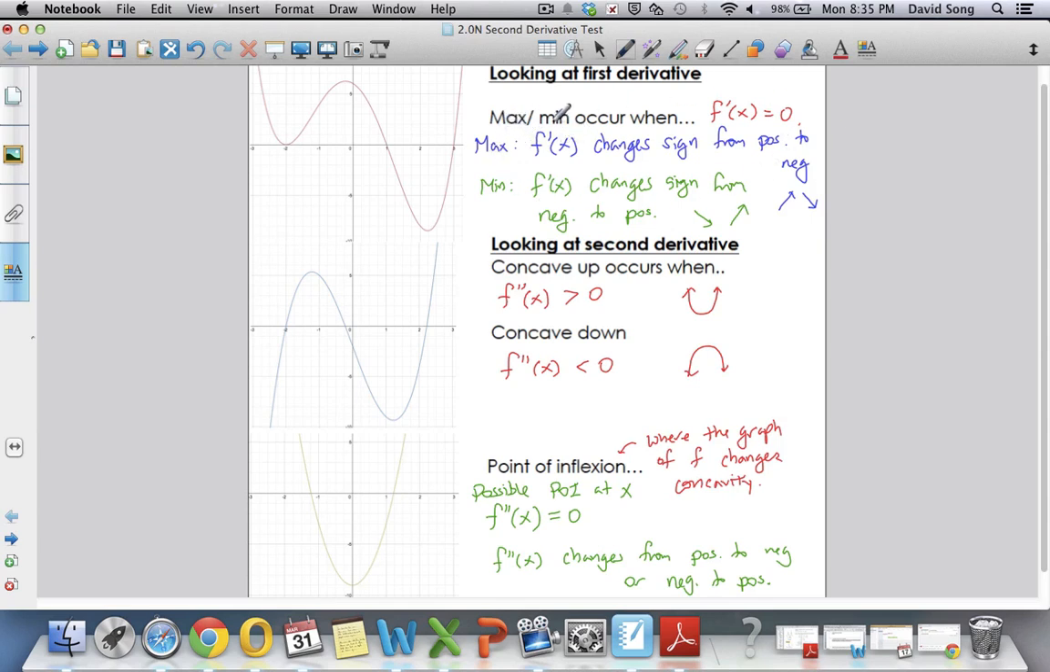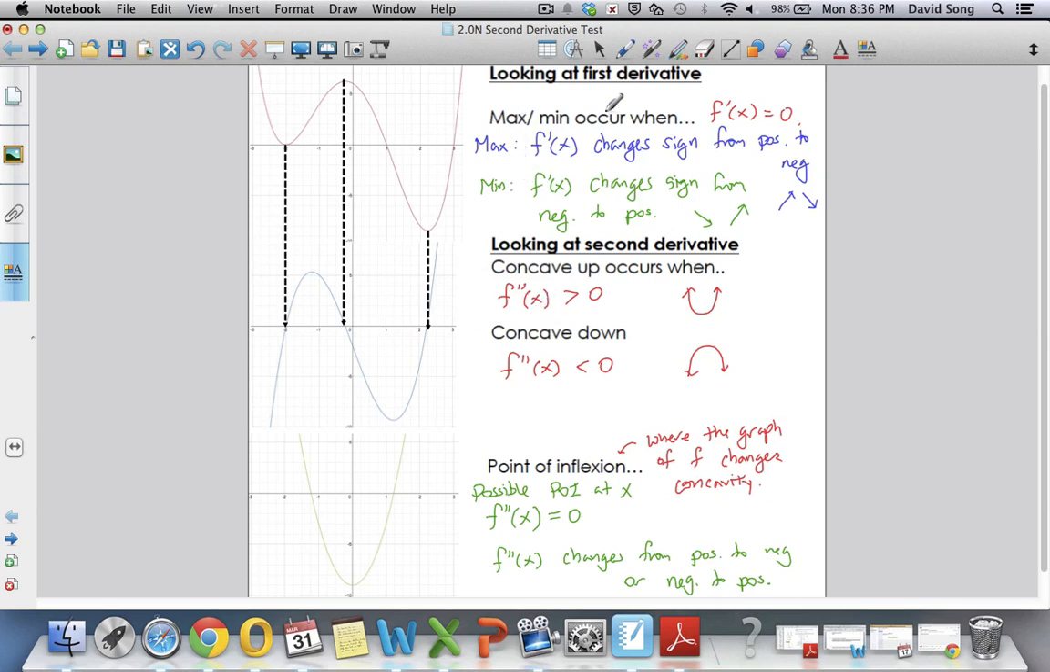So maximum or min occurs when f prime is 0. Let's look at this point, a local min right here in the original graph f, and if you look down here, f prime is 0. This is f prime, f double prime, by the way. Here's a local max there. f prime is 0. And a local min, again, go straight down, f prime is 0.